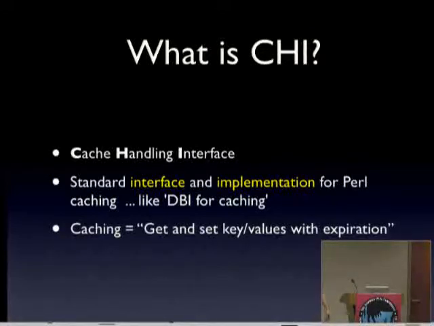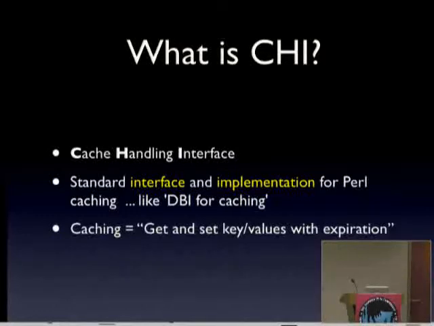Okay, so Chi didn't stand for anything. It just kind of sounded like caching. But then people kept asking what it stood for, so I decided it stood for Cache Handling Interface, or someone came up with that on the mailing list. And the basic idea is to provide a standard interface and implementation for Perl caching. This is kind of overstatement of the year when I say this, but it's like a DBI for caching. So I don't mean that this is anywhere nearly as good or important as DBI. I just mean that that's the closest relationship I can possibly think of.